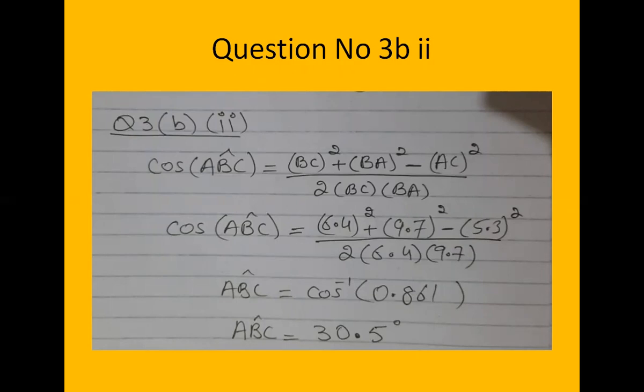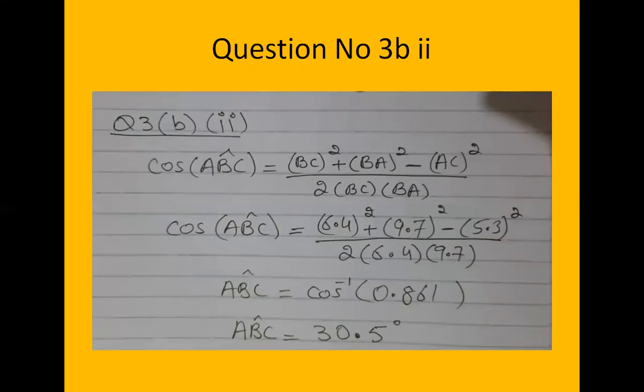So learn how you will enter this in the calculator. Listen carefully. This is how you enter this in your calculator. In your calculator, you will write 6.4 square plus 9.7 square minus 5.3 square equals, divided by 2, divided by 6.4, divided by 9.7 equals.